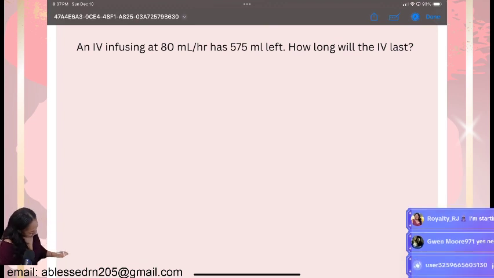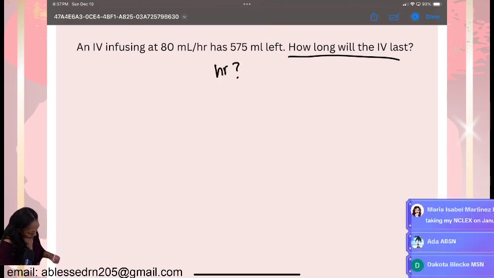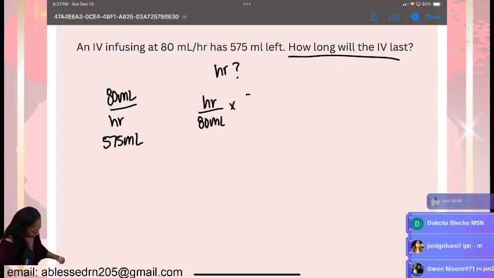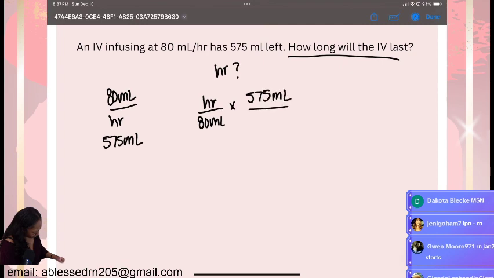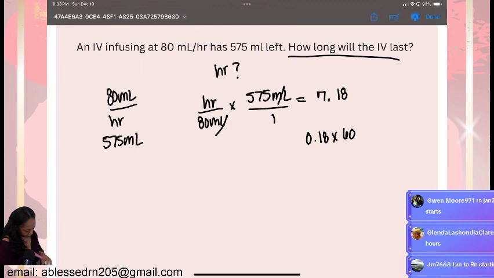Okay, so we need to know how long it will last. So we're looking for hours, okay? So we have an 80 ml per hour IV going, 575 mLs in the bag. We're going to put hours on top, milliliters on the bottom. 575 mLs over 1, and then that's gone. So we're left with hours. So 575 divided by 80. They love 80 milliliters, child, but okay. And then this is what we have right here, okay? So we'll take 0.18 and multiply that by 60.